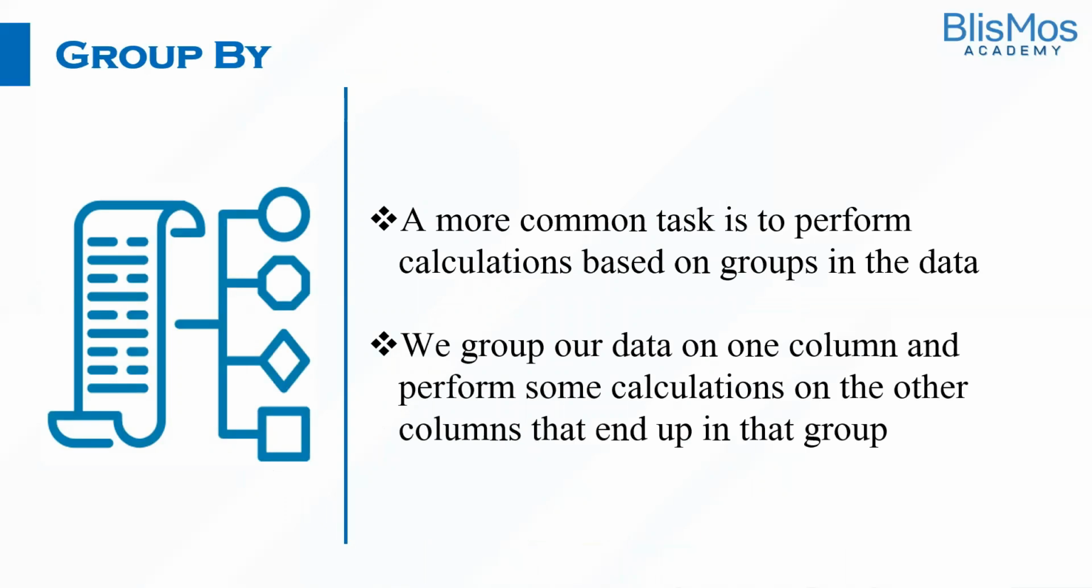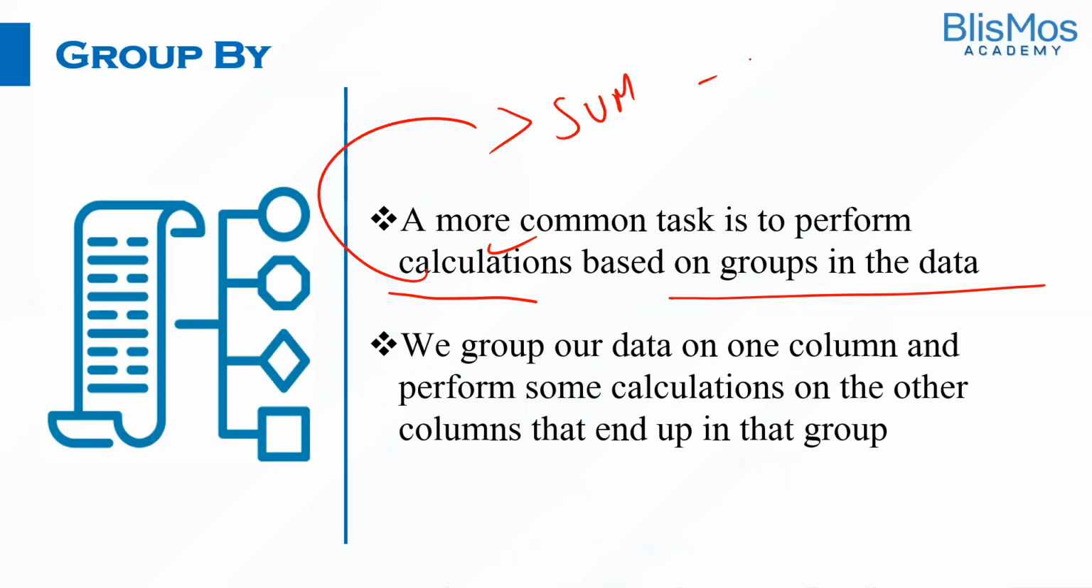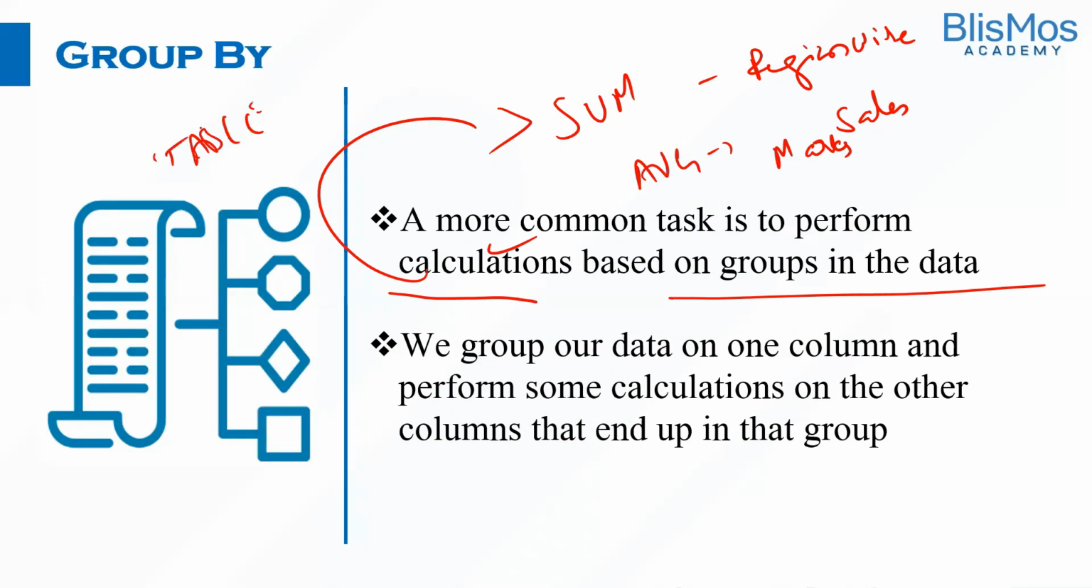Whenever we are doing an analysis, we usually perform the calculations based on the groups of the data. As I indicated, calculations can be the sum of region wise sales, or the average of marks obtained by students in a class. So usually we perform calculations based on the groups for various purposes. In the table, we group the data based on one column and do the aggregations on another column.